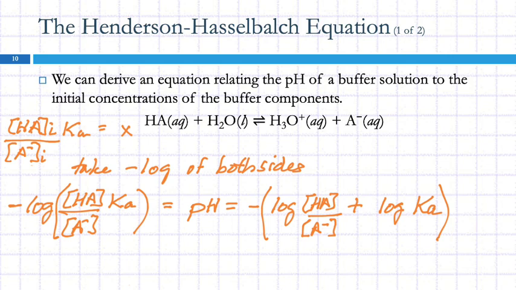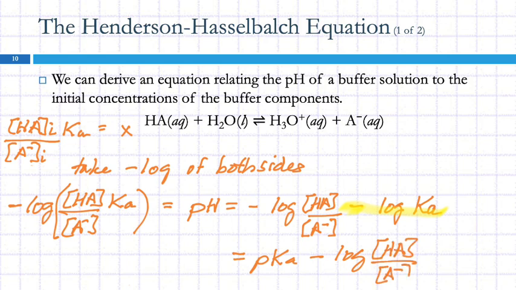I'm going to distribute the negative sign. So we'll get rid of this and this, and this then becomes a negative sign. The negative log of Ka is what? pKa, right? And that's a positive thing, so I could put that first: pKa minus the log of HA over A minus.